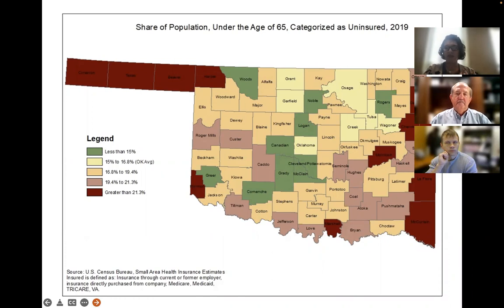Insured is anyone with insurance through your employer, previous employer, Medicare, Medicaid, VA. If you're Native American and rely solely on Indian Health Services or tribal benefits, the census captures that population as uninsured. And so we like to share this definition because it does have implications for Oklahoma.